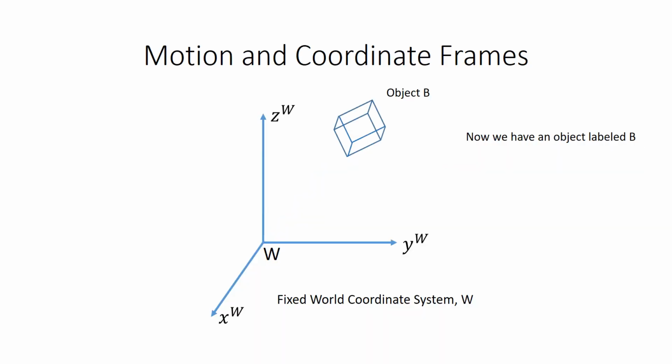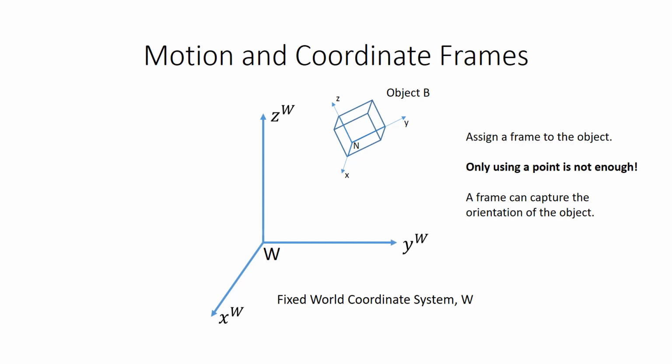But if we have an actual object in space, then we're going to need more information. So here we have this cube. It's labeled as B. And the problem is that the cube has a lot of points. In theory, it has infinitely many points that make up this cube. And we don't really want to have vectors pointing to each and every one of those points because there could be infinite of them. So instead, what we do is we assign a frame to that object.